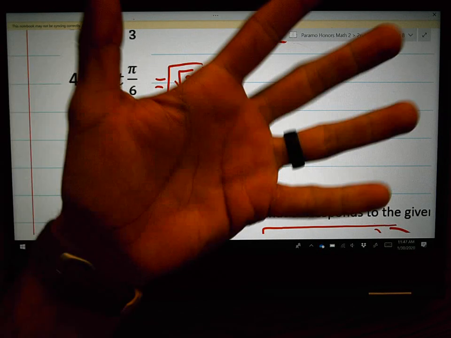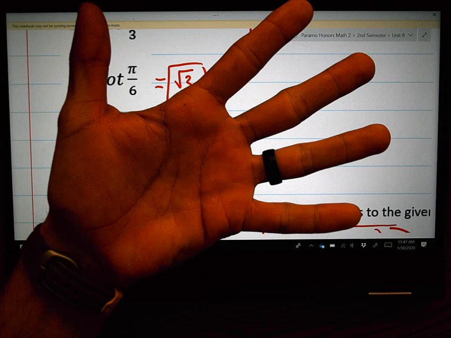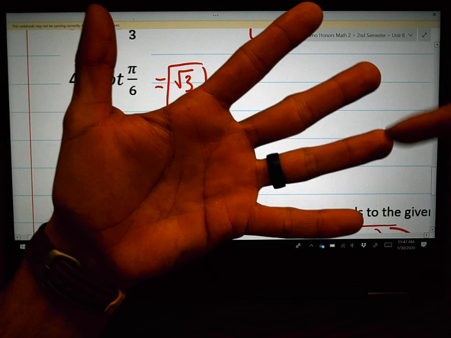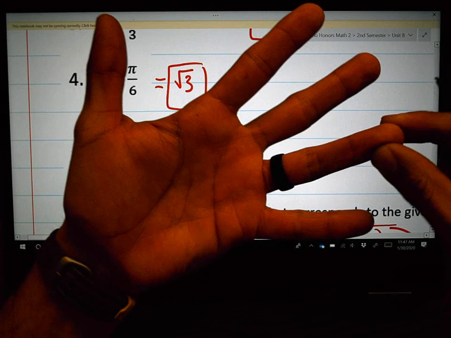Cotangent of pi over 6. The first thing I do is hold my hand: 0, pi over 6, pi over 4, pi over 3, pi over 2. I fold down pi over 6.